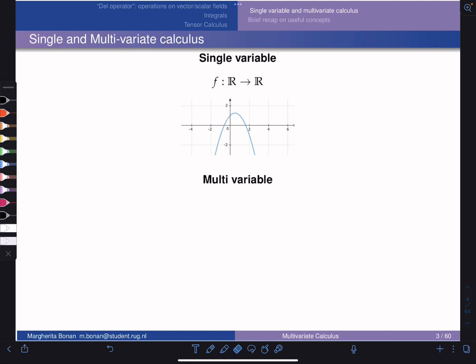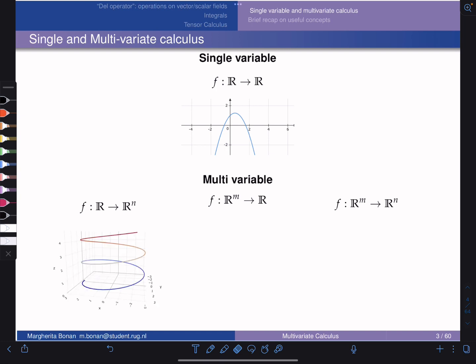When we move to multivariate calculus, we can have functions from R to Rn, or from Rm to R, or further from Rm to Rn. The first ones can be plotted in this way, since every point in an interval in R will be associated with a point in Rn. In this example, we picked Rn to be R3, so the 3D point that is the output of the function can be represented as a point in this curve.